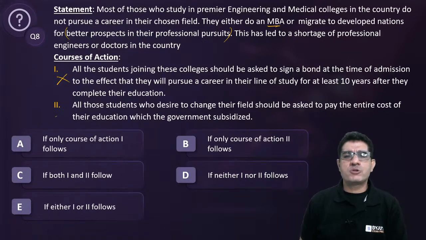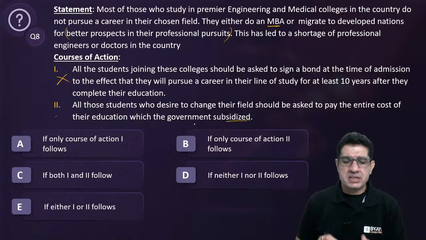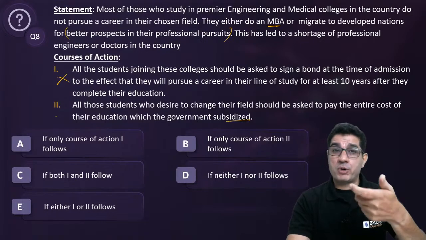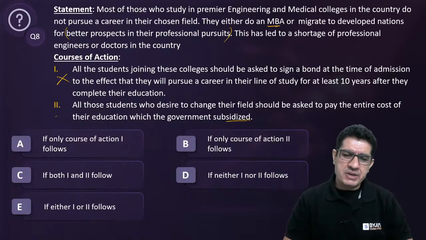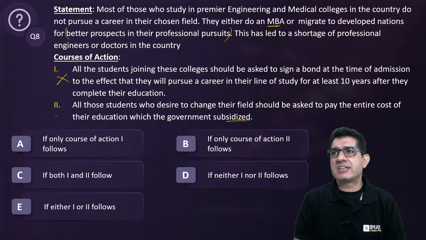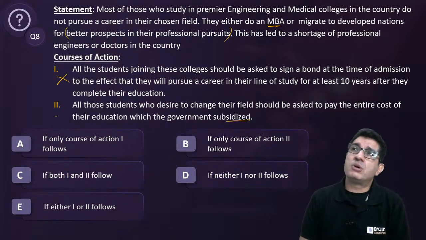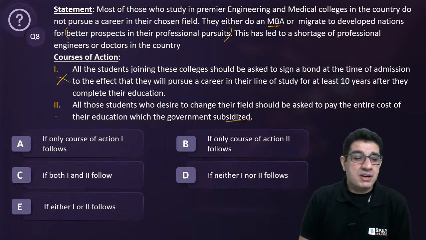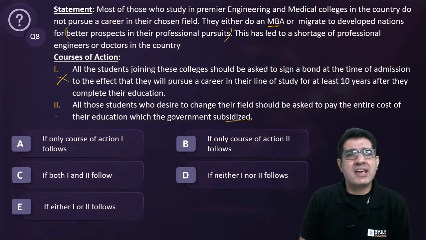Okay, second, all those students who desire to change their field should be asked to pay the entire cost of their education which the government subsidized. Can we do that? Somebody who changes it immediately after, possibly yes. But what if somebody works for 5 years, 6 years, 7 years, and then he realizes that, oh, I think I need to level up, so let me do an MBA. So should you charge it then? And there are always some genuine cases who make a mistake.